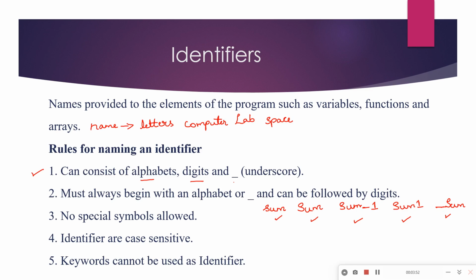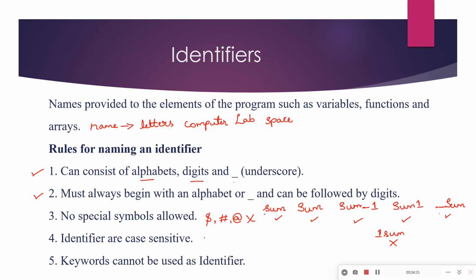Here, an identifier can begin with an alphabet or underscore symbol, and later it can be followed by digits, but it should not begin with a digit. Have you got the difference between the valid identifiers and the invalid identifiers here? I hope it is clear. So we need to follow this rule while naming the identifier. Then no special symbols are allowed, as I already told. No other special symbols should be included as part of the identifier name.